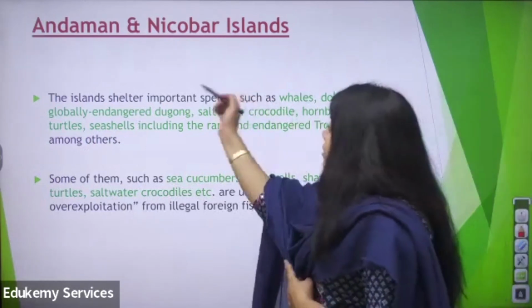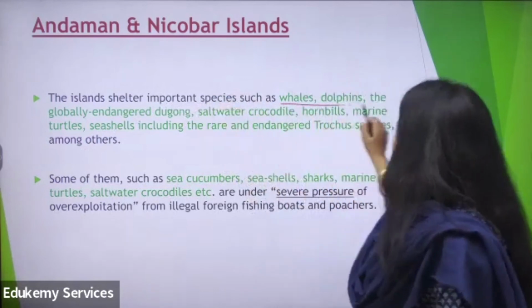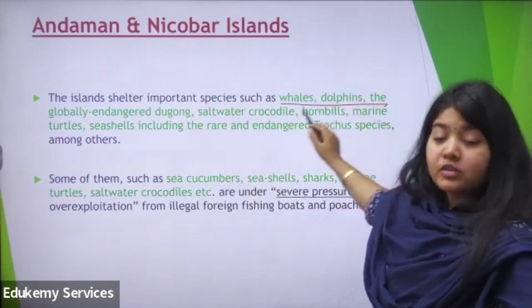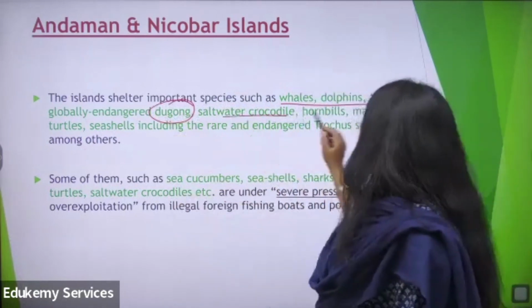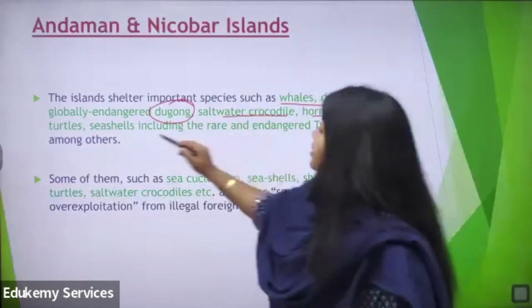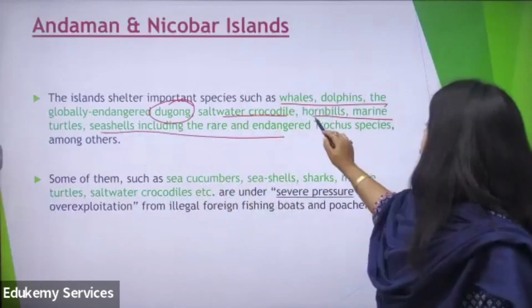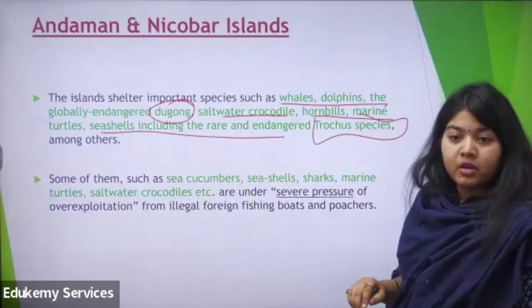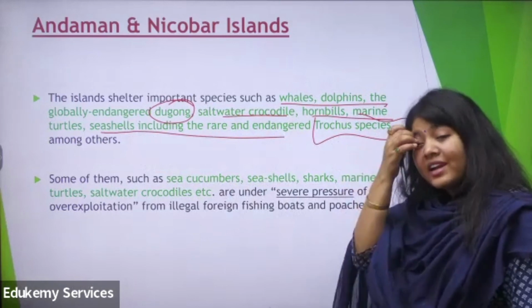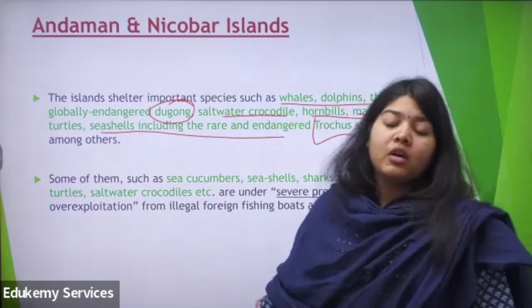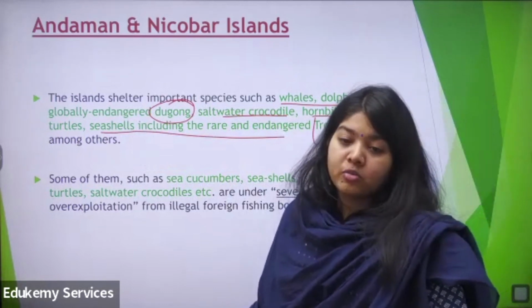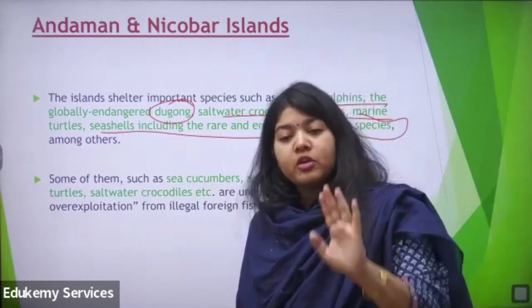All right. Andaman and Nicobar Islands shelter species such as whales, dolphins, dugong. Do I see a lot of questions on dugong? Saltwater crocodile, hornbills, marine turtles, seashells, including trochus species. Andaman was recently added, yes, if you want to say, but it is part of the biodiversity hotspots of India. We have 4 biodiversity hotspots.